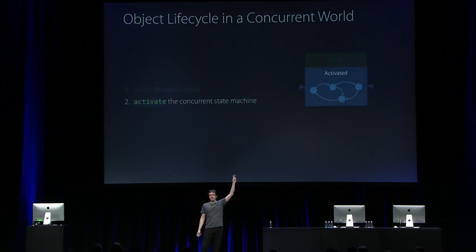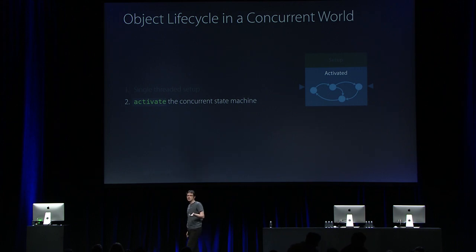Second, you will want to activate this object. What that means is that you actually make this object be known to other subsystems. You start using it in a more concurrent world and perform its duties. And then the hard part starts. You want to get rid of that object.